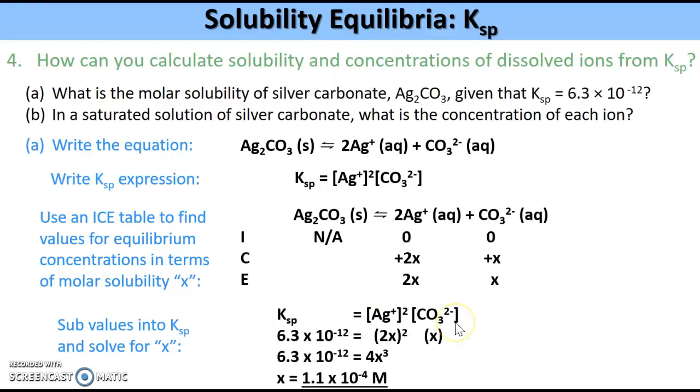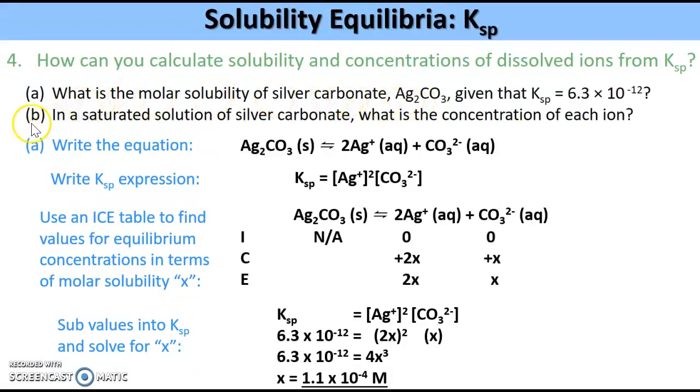So here we go. I've already got my KSP expression. I simply put 2X in for silver, X in for carbonate. Factor this out to 4X cubed, solve for X, and we get 1.1 times 10 to the minus 4 molar for the molar solubility of silver carbonate. Right? And you'll have a few examples of that to do on your worksheet in a moment.